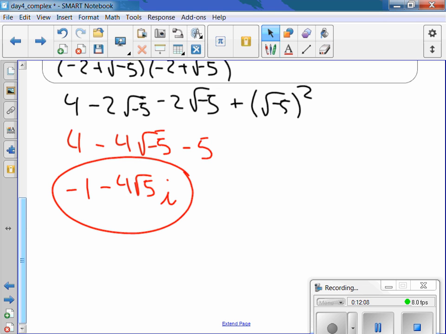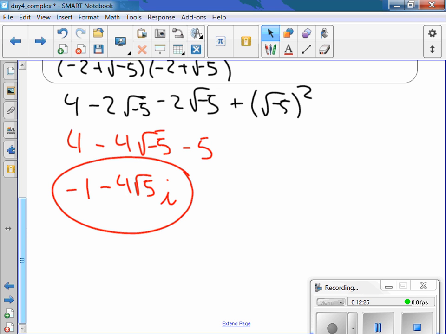Again, we're doing the exact same stuff that you do with real numbers. As far as adding, multiplying, subtracting, we do the same things, but now I've introduced i. When you see that negative in the square root, you pull it out, it becomes an i. i squared becomes negative 1.